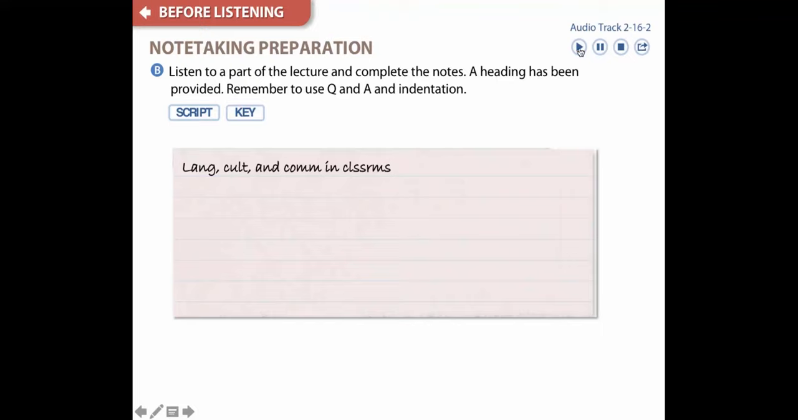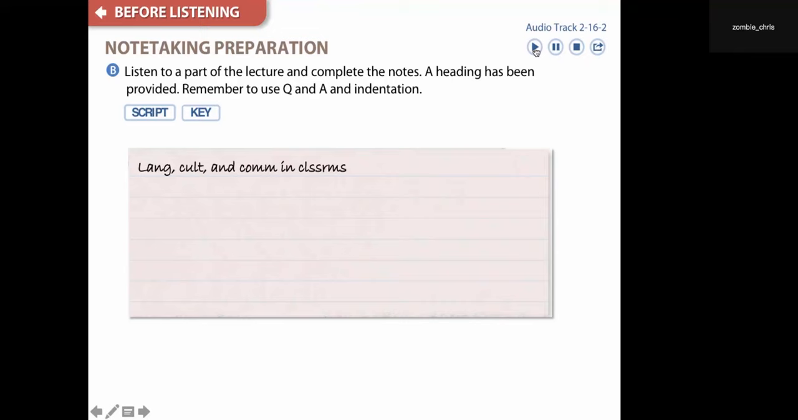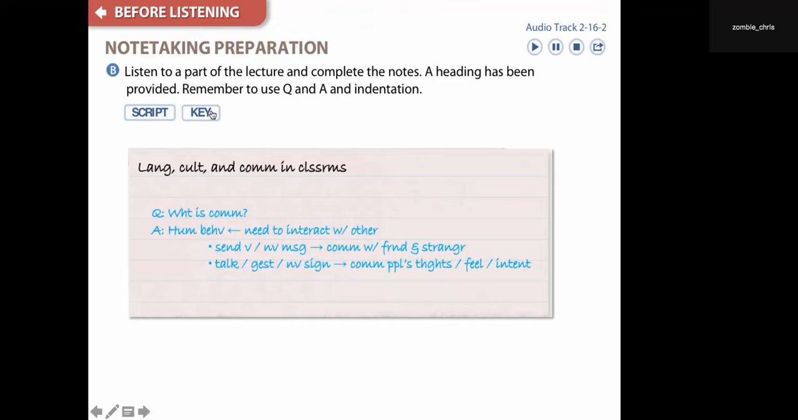So, what exactly is communication? So we have that falling intonation there. What is that? What exactly is communication? Well, human behavior results in a need to interact with each other, send verbal, nonverbal messages, resulting in communication with friends and strangers. Sorry, cause and effect: talk, gestures, nonverbal signs, results in communication of people's thoughts, feelings, and intentions.